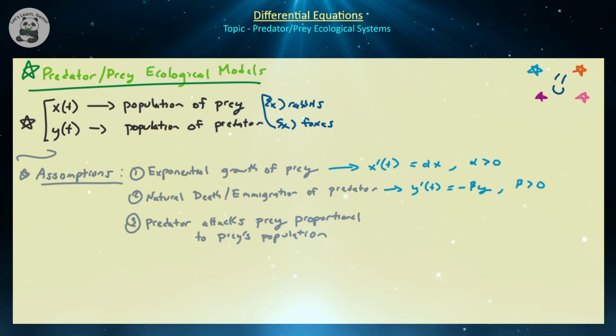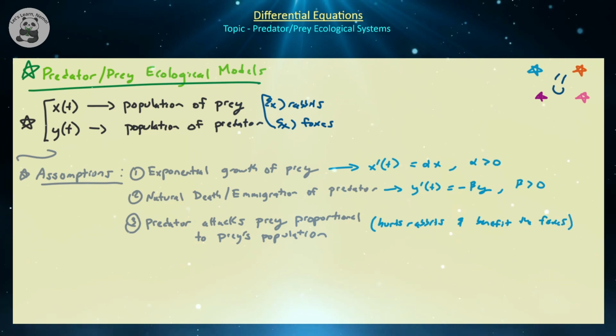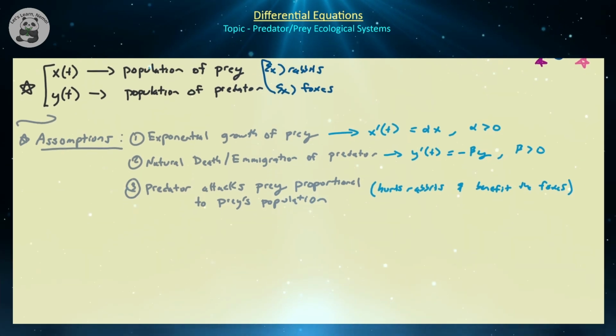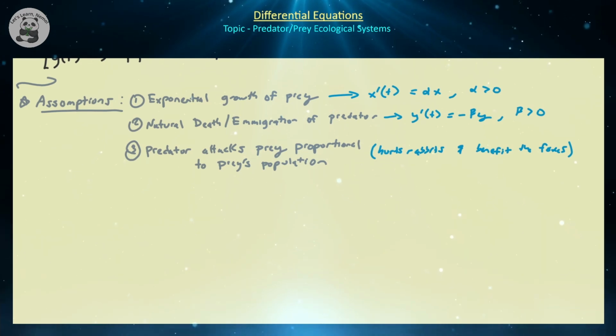And the last basic mechanism that we want our system to obey is that the predator is going to be attacking our prey proportional to the prey's population. So the more rabbits there are, the more rabbits the foxes will attack or eat. So if that is the case, then what exactly do we mean? That means it hurts the rabbits, and it has to benefit the foxes.